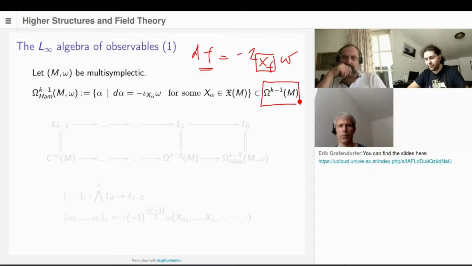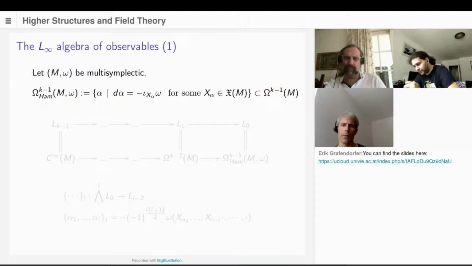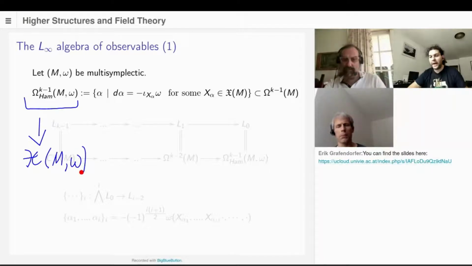Second observation, if we are in a generic degree k, then there is no guarantee that any exact form will be realizable as contraction of something with omega. So what we do is we just define the Hamiltonian forms as those forms where this equation has a solution. We get for free a projection onto the vector fields, even onto the vector fields preserving omega as before. And we can even define a bracket.